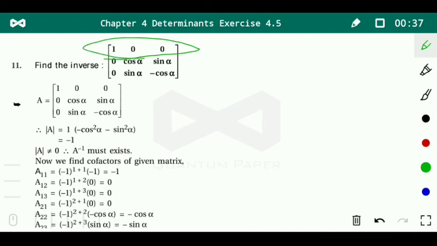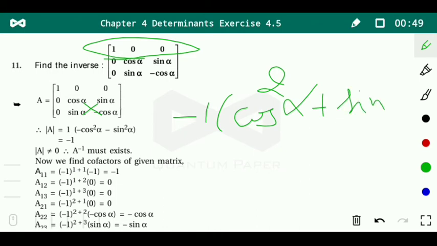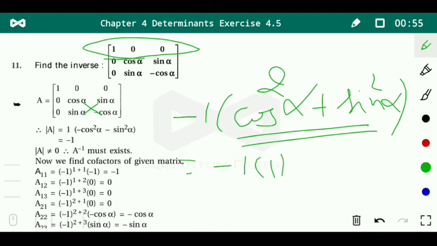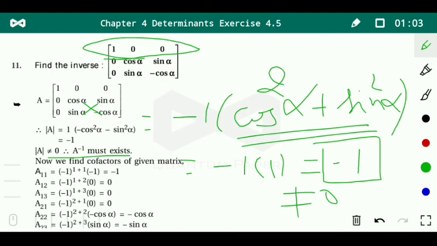So it will be 1 bracket minus cos square alpha minus sin square alpha. So minus sign common, and in the bracket we can write cos square alpha plus sin square alpha, and the value of cos square alpha plus sin square alpha will be 1. It's an identity we already studied in standard 10. So our answer is minus 1 and it does not equal 0. Therefore A inverse must exist.